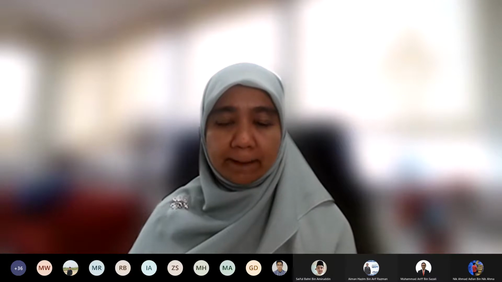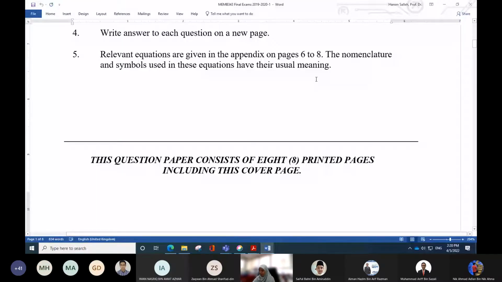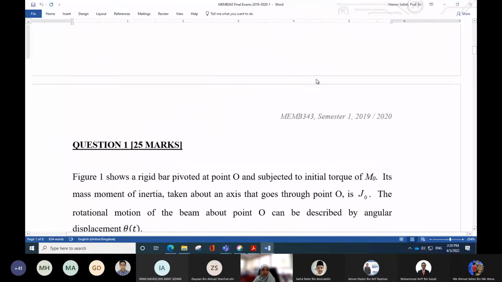So that is the easiest part of Lagrange, which is only a singular degree of freedom system. Okay, let me show you another system, slightly complicated. Okay, this is semester 1, 1920. Let me hold on, yeah, I haven't shared the screen. Okay. All right, this is semester 1, 1920.